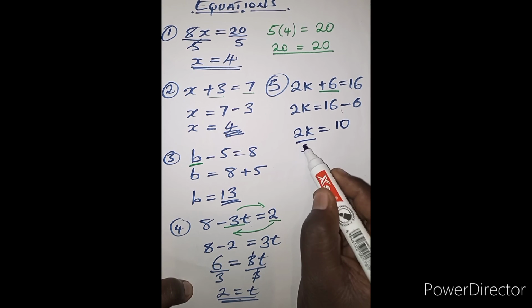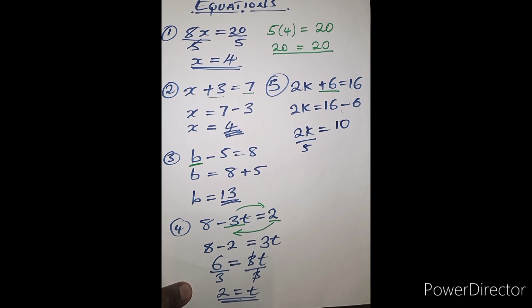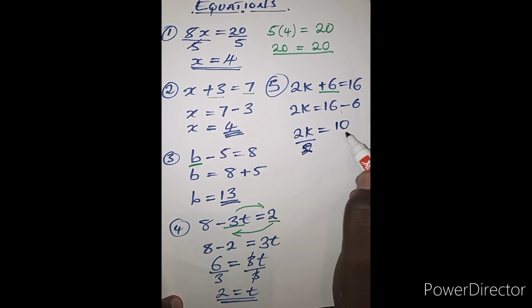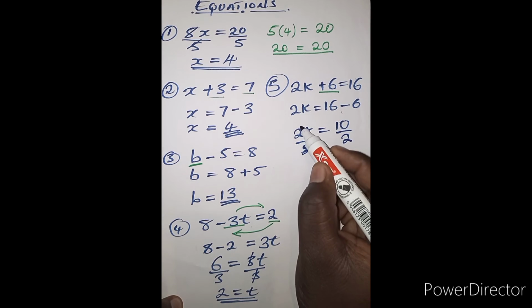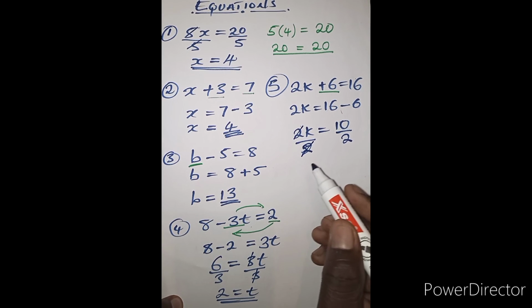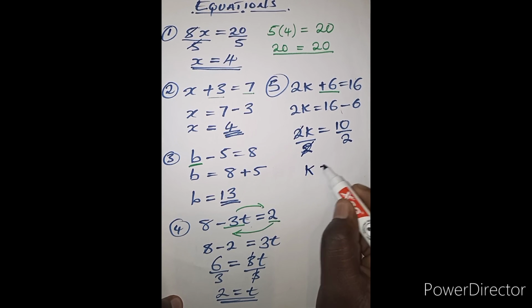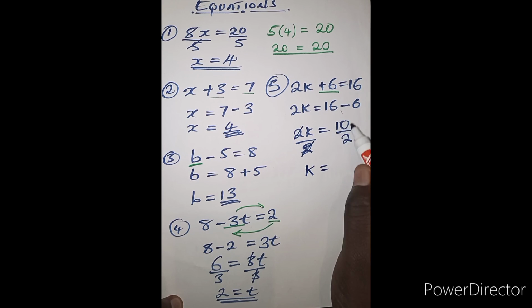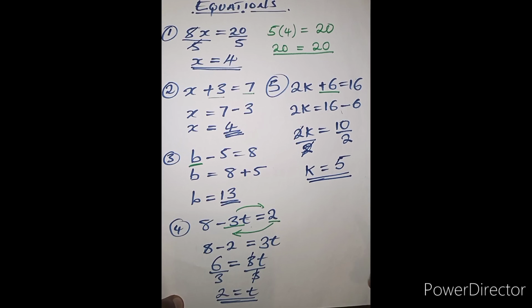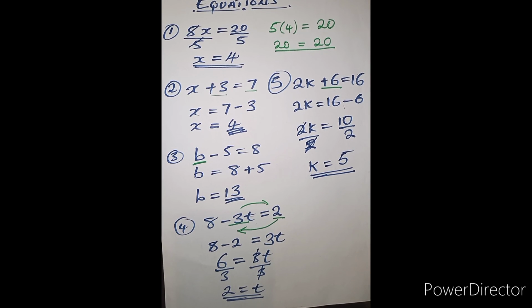So dividing both sides like we did in the first example and the fourth example, we divide both sides by 2. This 2 and the 2 will cancel out. You remain with k is equal to, what is 10 divided by 2? That is a positive 5.